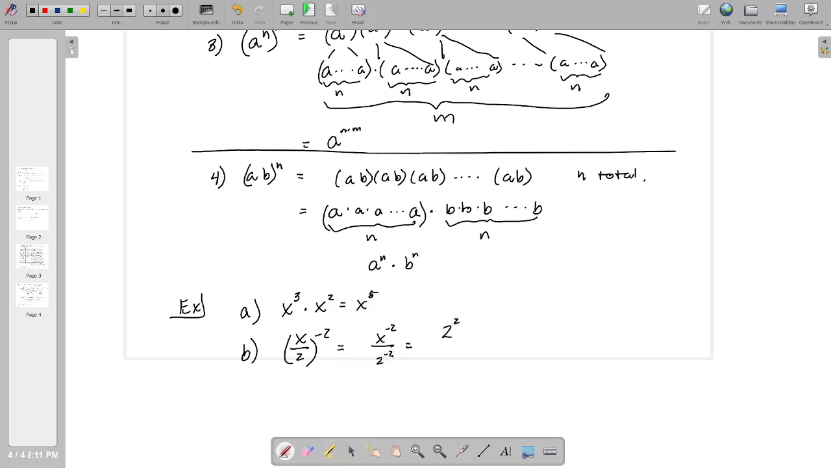And this x to the negative 2, we have a negative exponent as well, and this negative exponent is attached to x, so this moves to the denominator, and we're done. Try one.